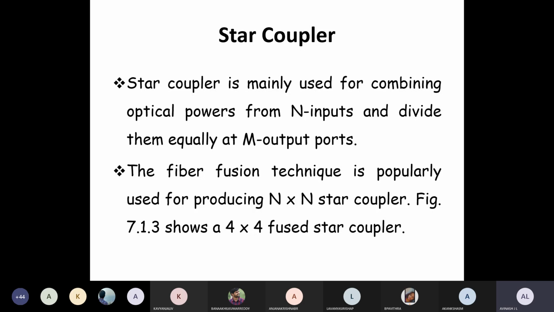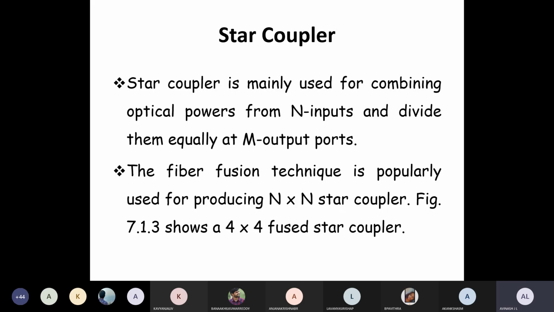N cross n star coupler. So I repeat, the star coupler is mainly used for combining the optical powers from n inputs and dividing them equally at m output ports. Combining as well as splitting.